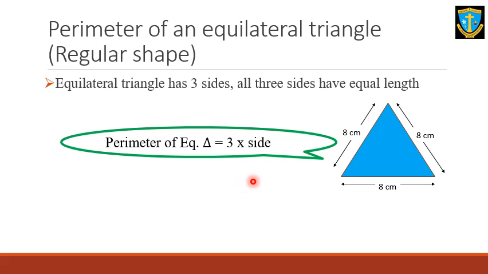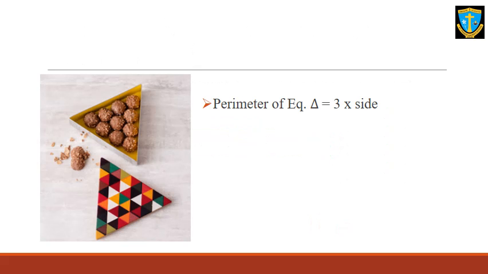3 into 8 or 8 into 3 will give you 24 centimeter. Oh wow, this is my favorite. Yes, but I need to give this to my good friend, the box of chocolate. Oh wow, look at the shape of this box. It's in the equilateral triangle shape. How do I know this?